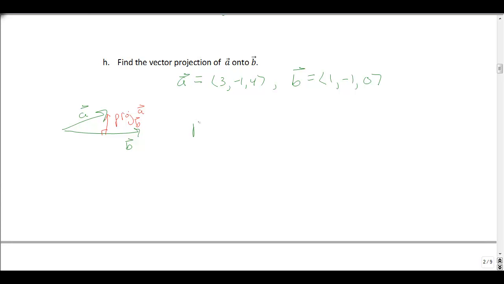And the formula for that, so we're going to do a projection of A onto 1, -1, 0. We're going to project 3, -1, 4. That formula is I'm going to dot my two vectors, 3, -1, 4, dotted with 1, -1, 0. And I'm going to divide by the magnitude of the vector I'm projecting onto. That's B, or 1, -1, 0 in this case, but that magnitude squared. And then I'm going to multiply by the vector 1, -1, 0. So this is going to give me a vector. This really gives me some sort of multiple of this vector here.